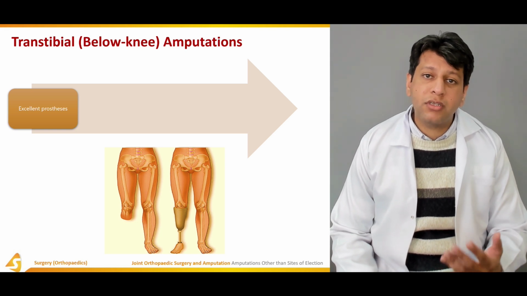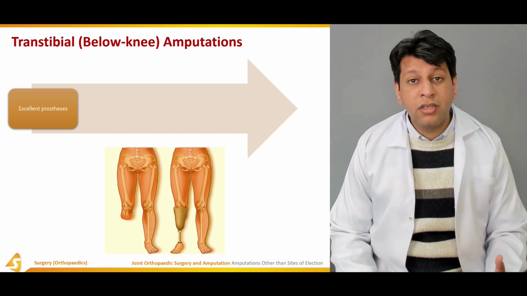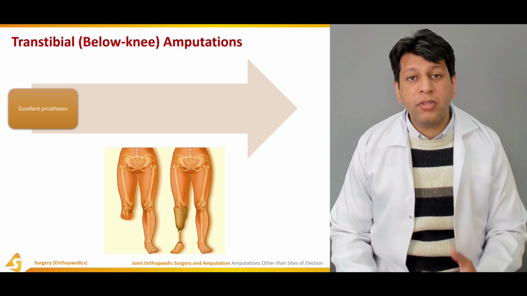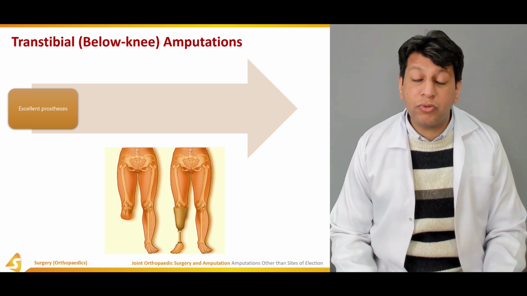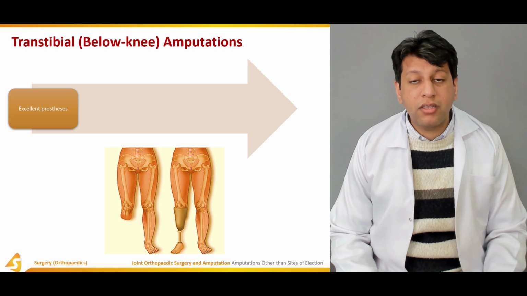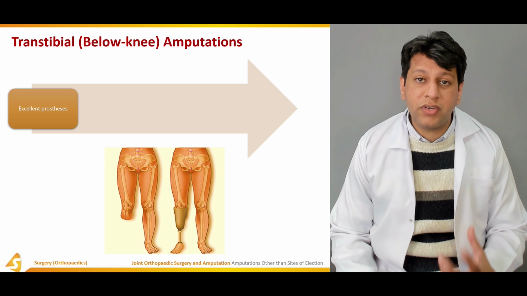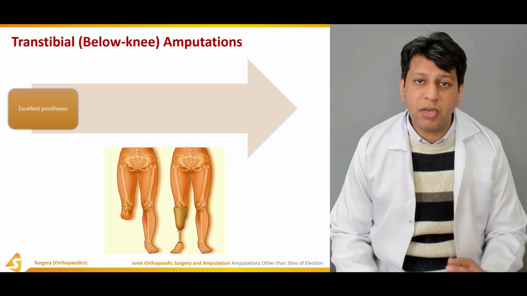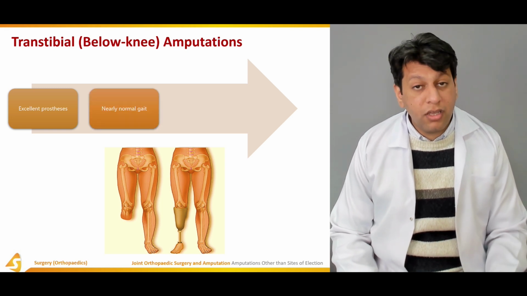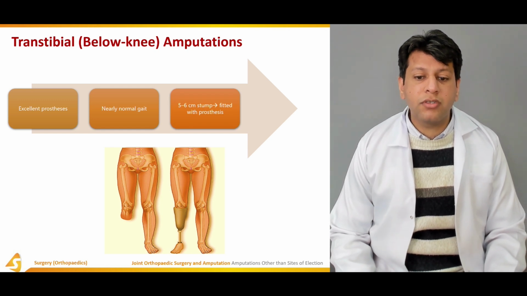And why? Because there is minimum energy expenditure increase in the body, although compared to the contralateral limb there is some degree of increase, almost 40% as compared to a normal person. But the best part is that it has an excellent prosthesis available, and usually the patients are most satisfied with the below knee amputation. Nearly normal gait and almost a 5 to 6 centimeter stump which is fitted with the prosthesis.